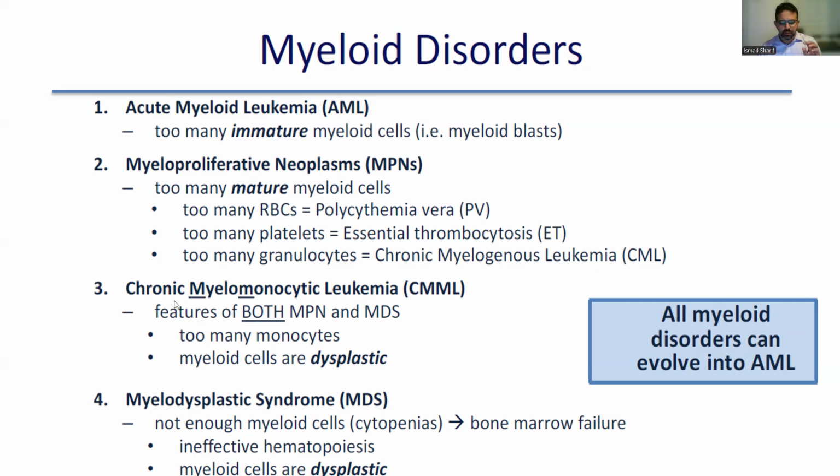And then there's an entity which has both myeloproliferative plus myelodysplastic features. Too many monocytes, but also dysplastic features of the myeloid. This is CMML, chronic myelomonocytic leukemia. And then not enough myeloid cells, with cytopenias, and also bone marrow failure with dysplasia. This is myelodysplastic syndrome. From number 2 to 4, all these disorders can eventually develop acute myeloid leukemia.